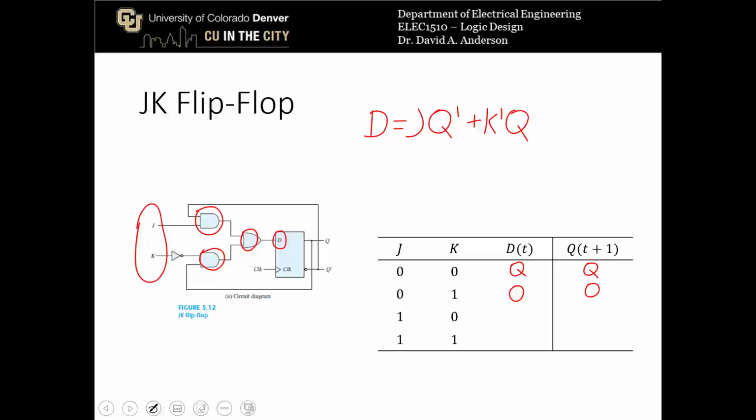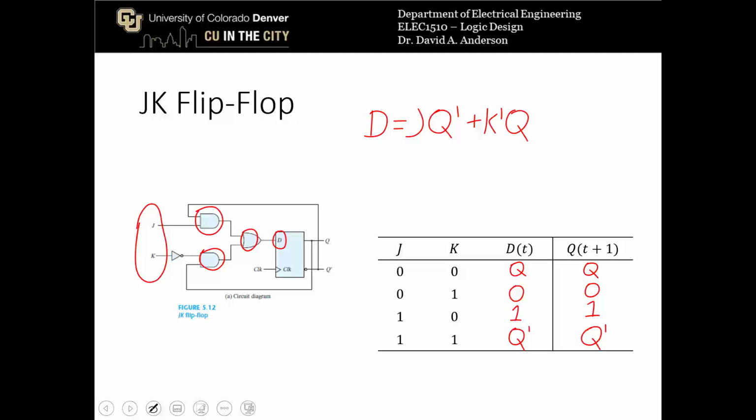When J is 1 and K is 0, in the equation above, that gives us 1 times Q prime is Q prime, plus 0 prime, that's 1, times Q, so that's Q prime or Q, which is 1, so D is 1, meaning Q of T plus 1 is 1. When J and K are both 1, that gives us Q prime plus 1 prime, that's 0 times Q, so D of T is Q prime, and Q of T plus 1 is Q prime. That means that Q of T plus 1 is the complement of whatever Q used to be.